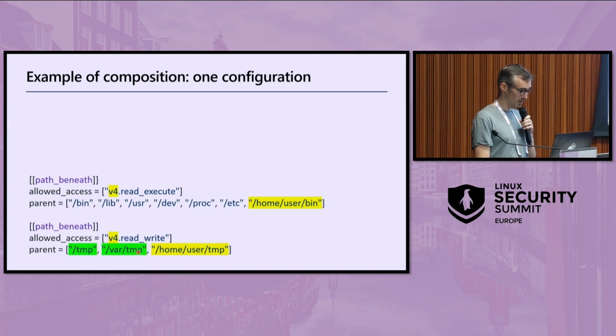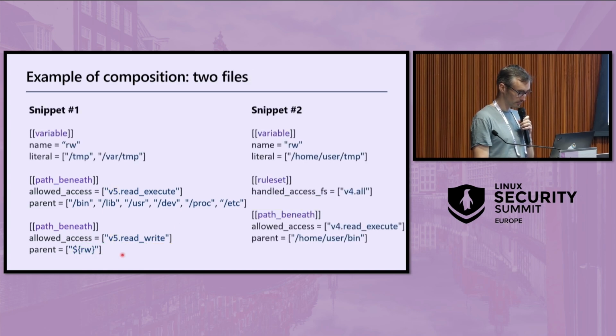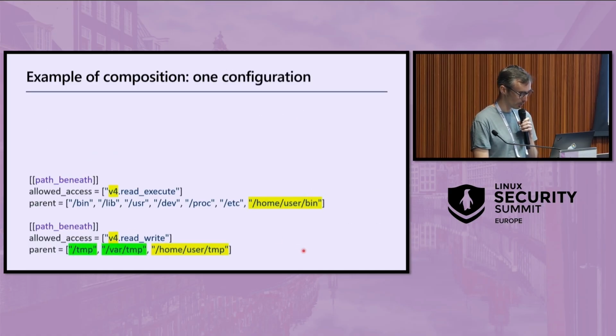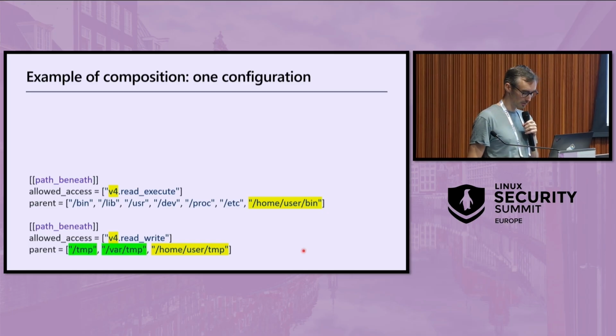And finally, we're extending the RW variable, which contains TMP, var TMP, and home user TMP. So we're getting that here while updating the access rights here. So this is the compose file. And this means we can compose as many files as we want, and we'll get a deterministic result each time.